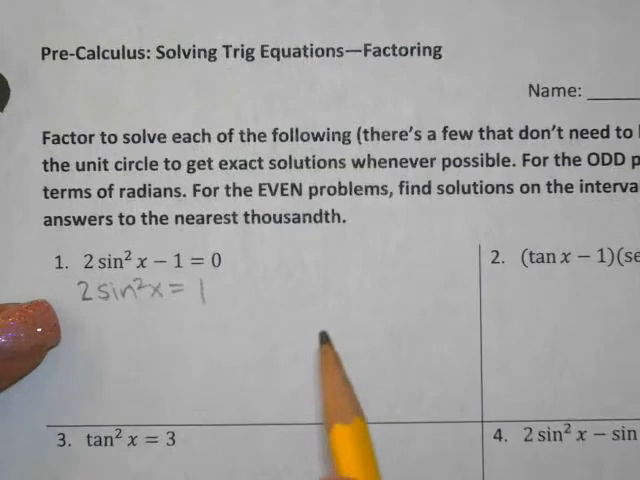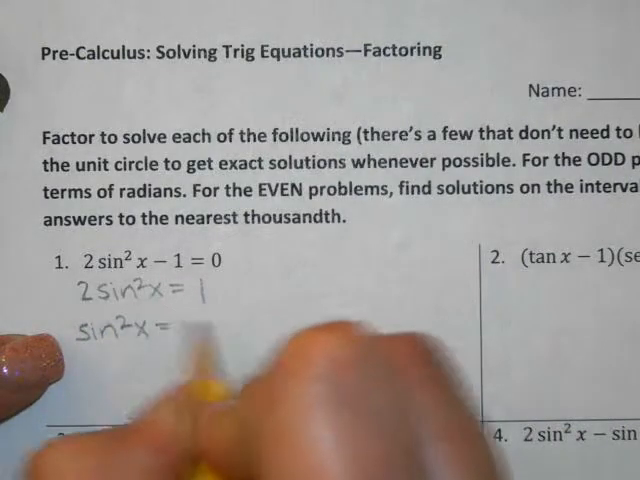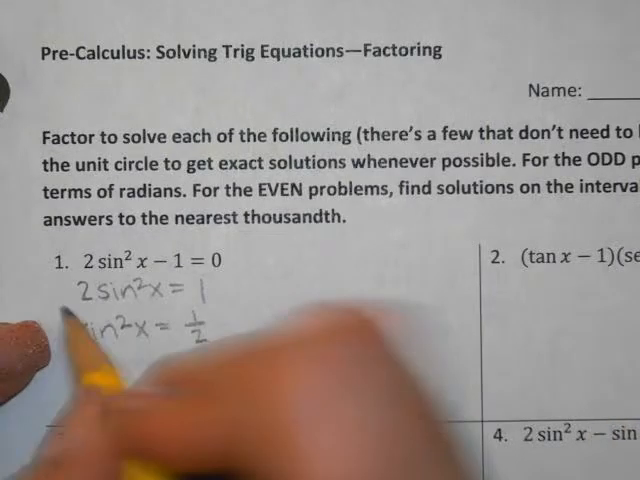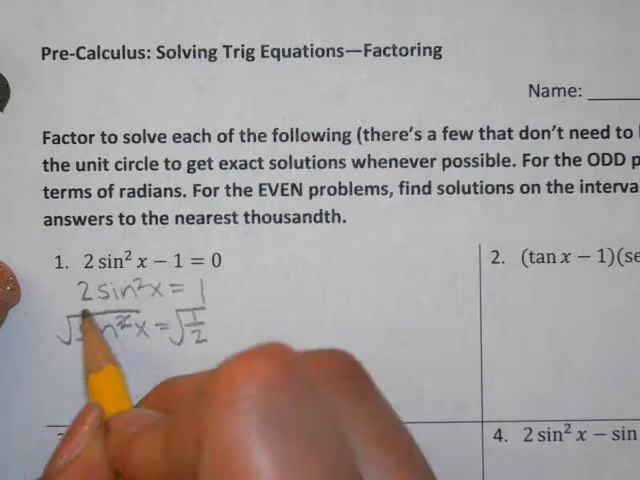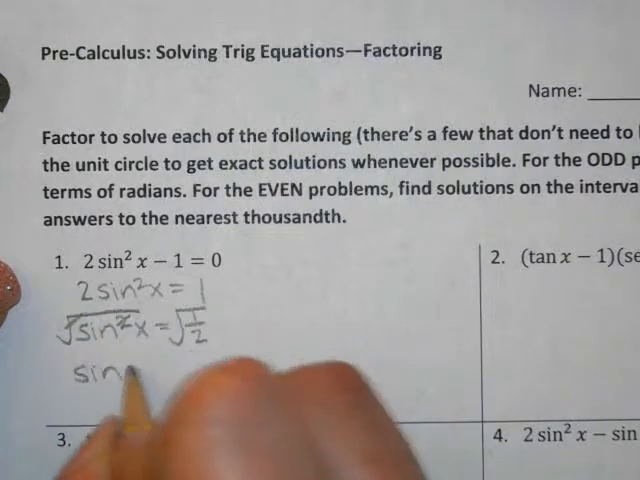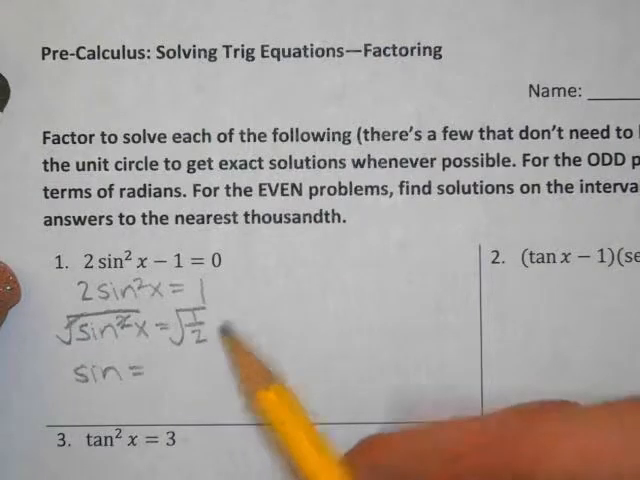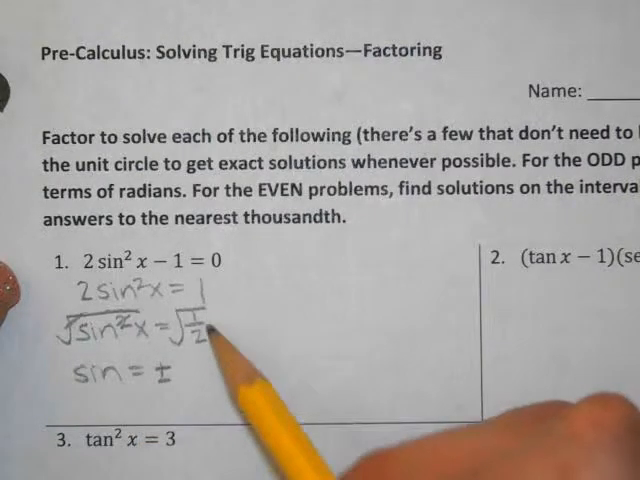So what do we do next? Divide by 2. So sine squared x equals 1/2. And how do we make it sine x and not sine squared? We square root both sides. So the squared and the square root cancel out. We get sine x. What is supposed to go in the front of a square root always? Plus or minus.